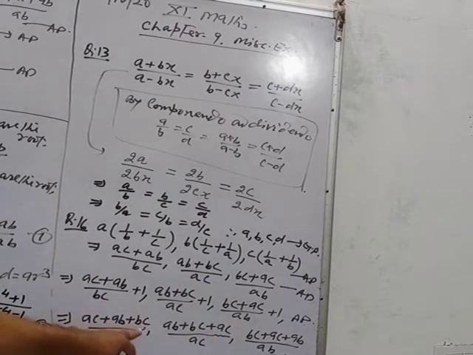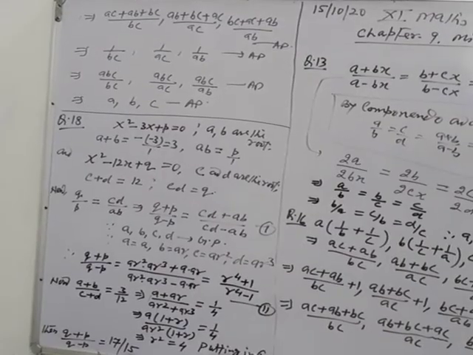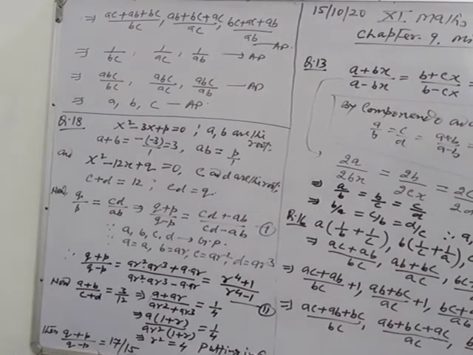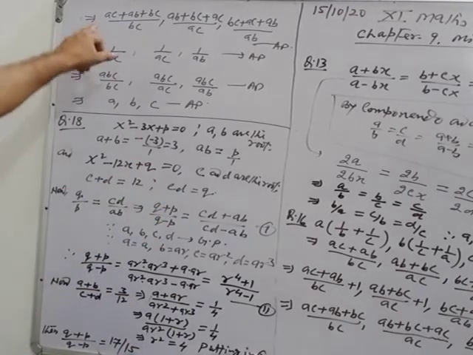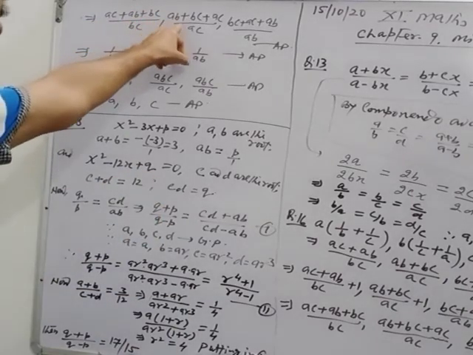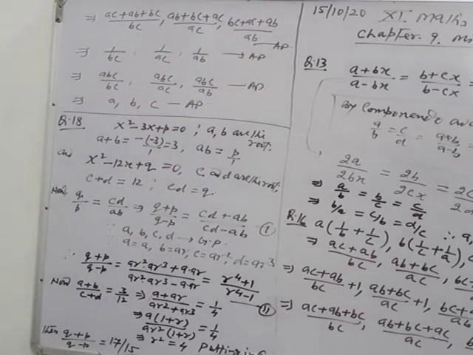AC plus AB plus BC, that is, the numerator becomes the same in each term. You can remove the same quantity from each, or divide each by AB plus BC plus AC. It makes no difference; the terms will remain in AP. Now, removing the common quantity AC plus AB plus BC from each, you will get 1 by BC, 1 by AC, 1 by AB, which will remain in AP.